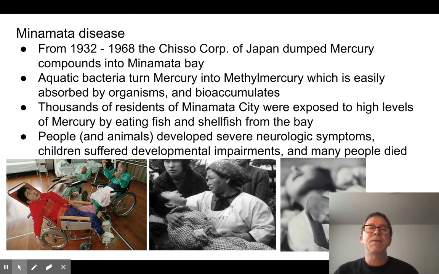So basically, here's what happened: from the 1930s to the 1960s, this corporation in Japan, in Minamata Bay, was just dumping toxic waste into the bay, just out of sight, out of mind. That's the way people did things back then. They didn't give it any thought, right? Well, here's a problem with mercury in particular.